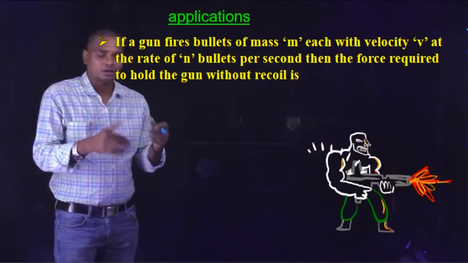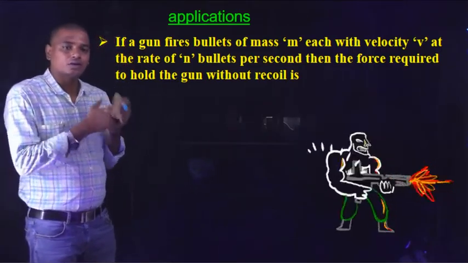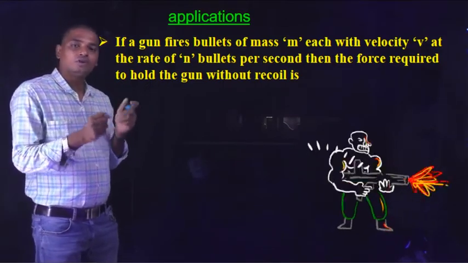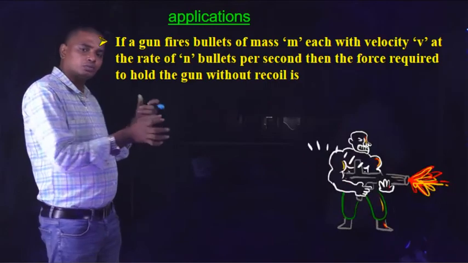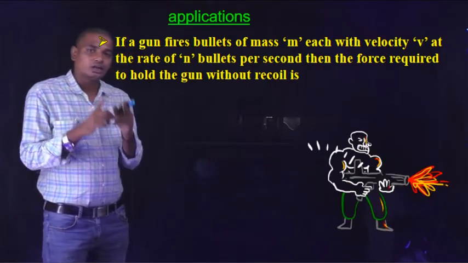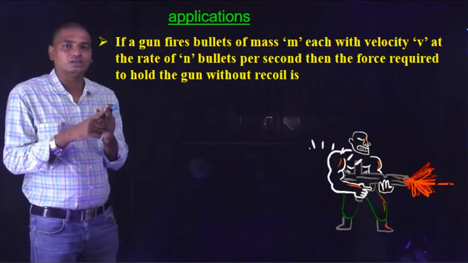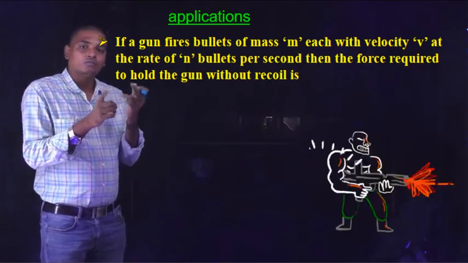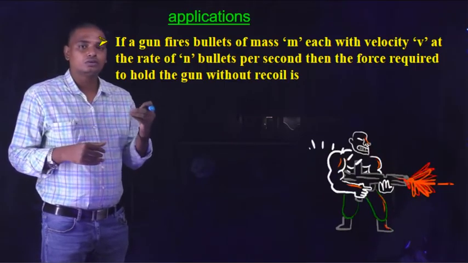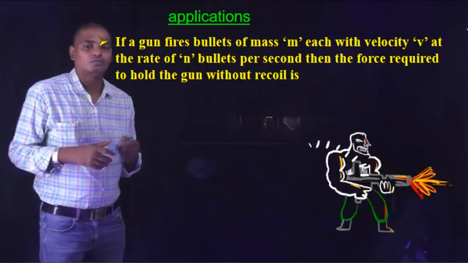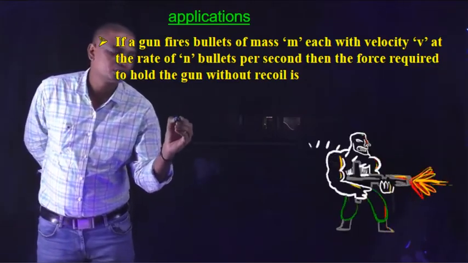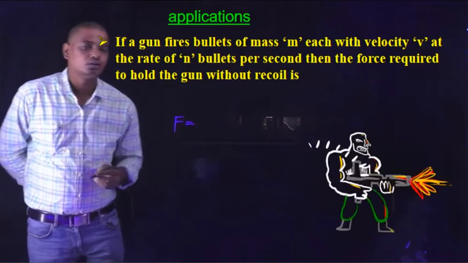So what is meant by recoil? We will talk about it later. Without recoiling, that is, without pushing us. Or, what is the force required to stop the gun from moving backwards? According to Newton's third law, for every action there is an equal and opposite reaction. Therefore, the force with which you have to hold the gun is equal to the force with which the bullets are moving forward.